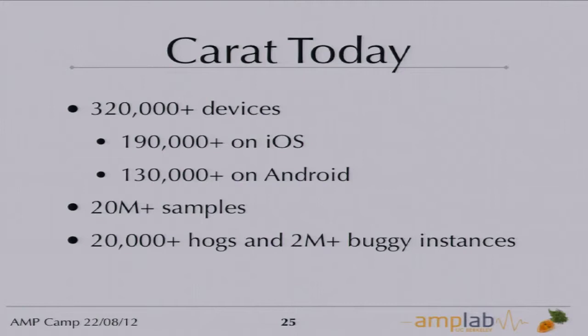About 190,000 of these users are on iOS, and 130,000 on Android. We have about 20 million samples from these devices over the past 2 months. And already in the data, we've seen 20,000 apps that seem to be hogs and more than 2 million buggy instances. And we're only just now getting to the point where we're starting to look in depth at some of these.